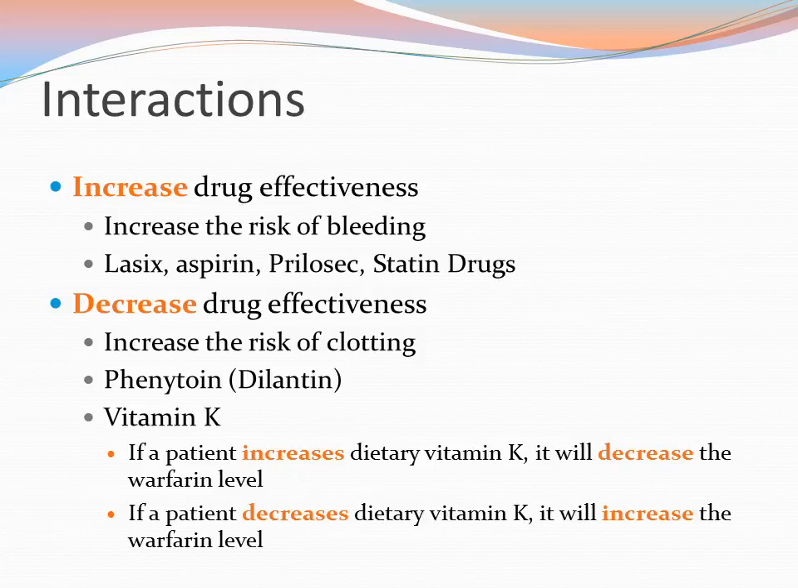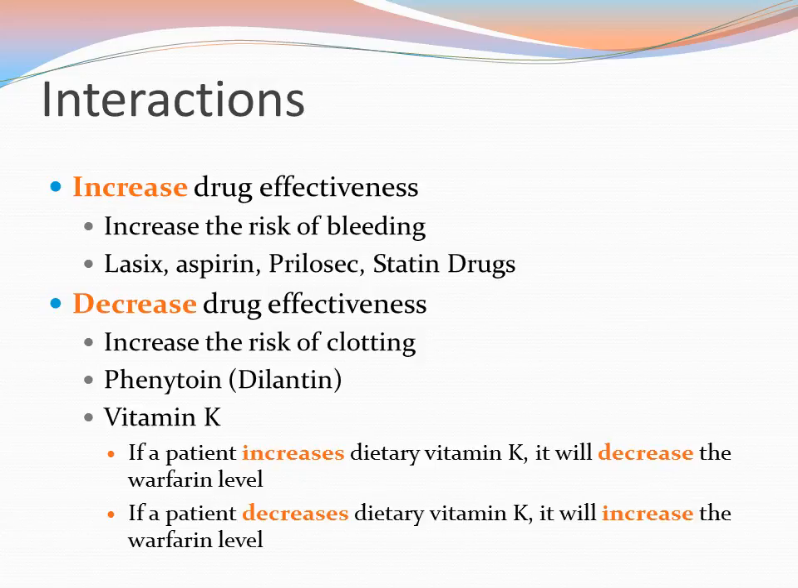Aspirin is going to increase the risk of bleeding, Prilosec will, and then your statin medications as well, which we just covered for the use of cholesterol. Drugs which decrease the effectiveness of Coumadin is a lot shorter list, and the ones you need to know is phenytoin, also known as Dilantin. We covered it with seizure medications if you don't remember, and then Welchol is another cholesterol medication.